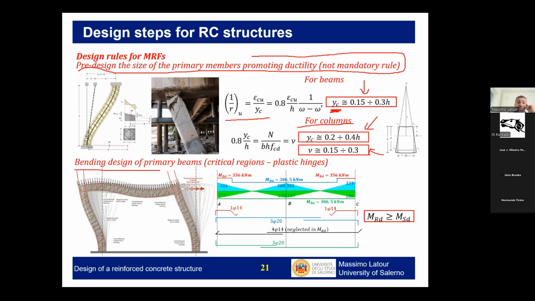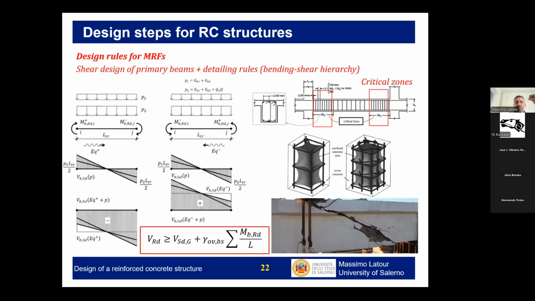Then we will design the beams. We will simply do the check as we do for any other structural element, so we compare the resistance versus the action. That's it. So we design the layout of reinforcement according to these criteria. Remember that in the beams we have the plastic hinges and the critical region. So all the other things that we do in design starting from this point will be devoted to achieving ductility.